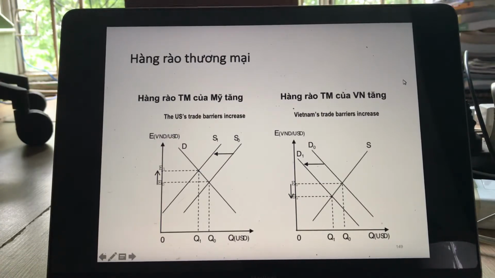What are the effects of tariffs or trade barriers on the exchange rate? Okay, so we have two scenarios here. We have the domestic and the foreign country.